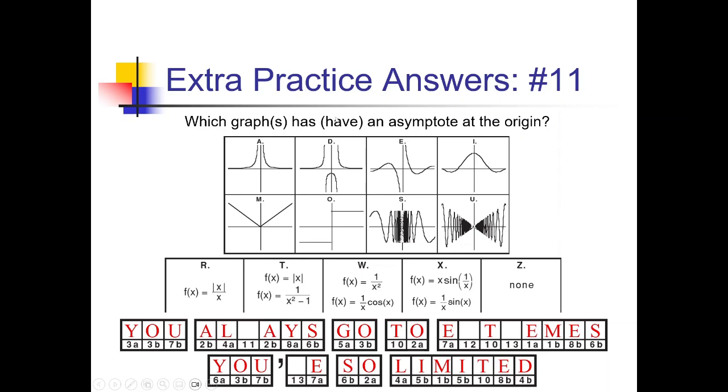For 11, we want to know which graphs have asymptotes at the origin. This ought to be fairly easy to pick out. We've got this, which one was this again? This was 1 over x squared. And then this was the 1 over x cosine of x right here. Those are the only two graphs that have asymptotes that we can clearly see. So those are both in W. So we'll put a W in spot 11. So there's a W right there, and I think that's it for 11s.